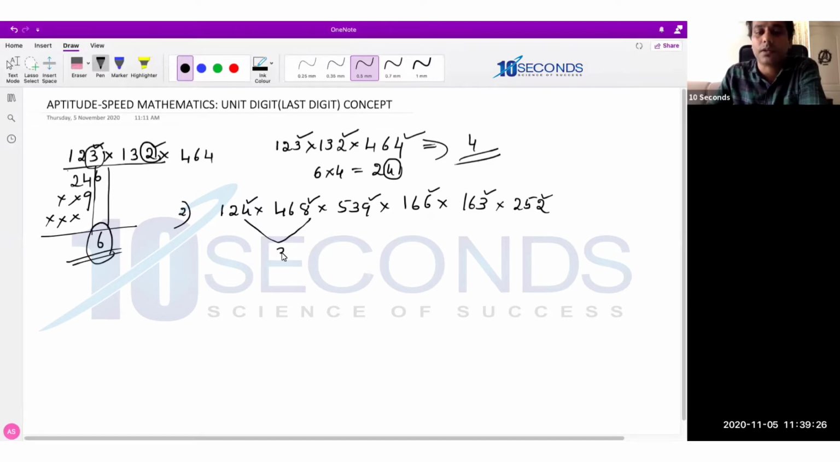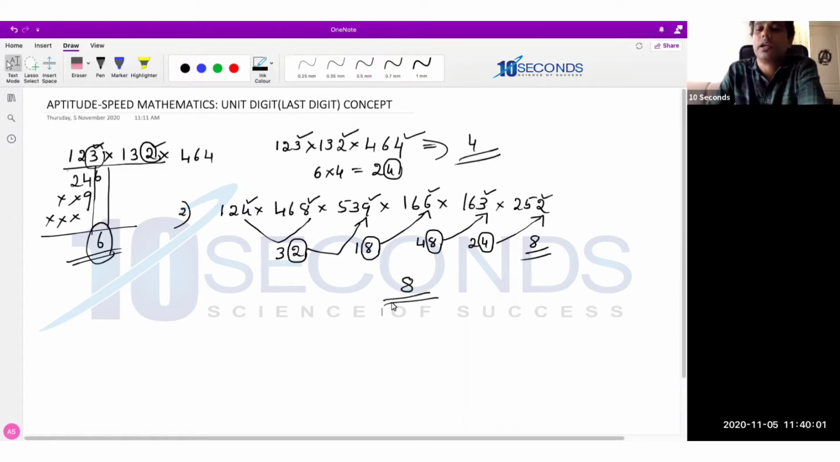4 8s are 32, but we need only 2, remember. Then we have to multiply 2 with what? 9. 2 9s are 18. 18 ends with 8. We need only 8. We need to multiply that with 6. That is 48. That ends with 8. Then you have to multiply this with 3. That is 24. That ends with 4. 4 you have to multiply with 2. 4 into 2 ends with 8. So if you multiply these numbers, the answer ends with 8. The product ends with 8, so the unit digit of the product is 8.